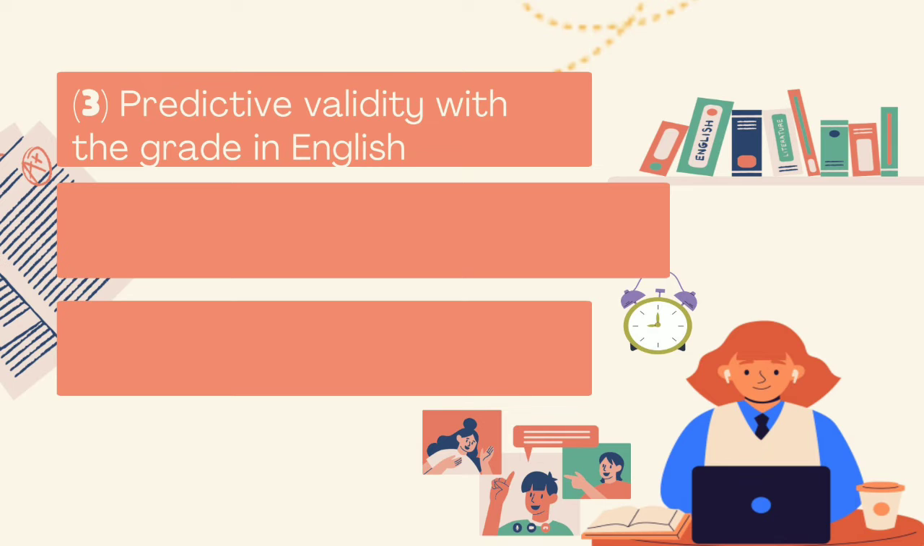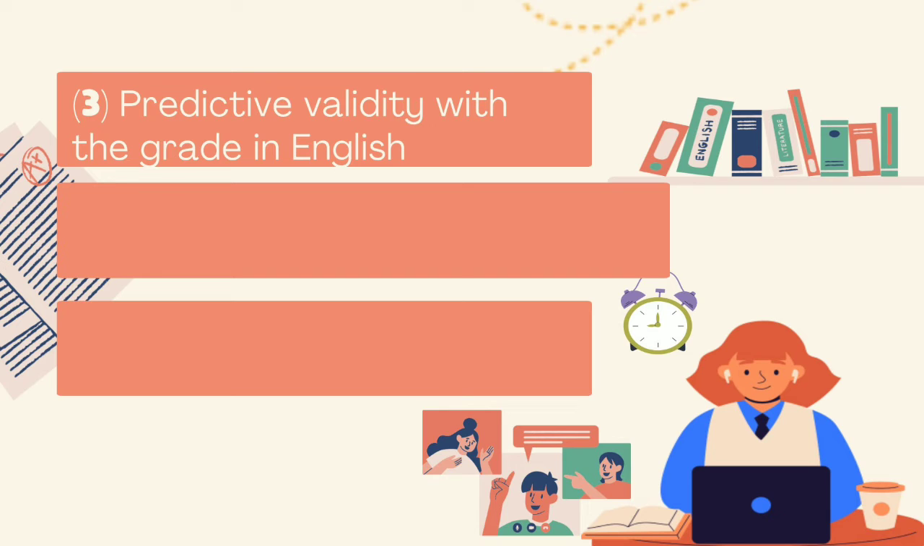So, if students who scored high on the placement test generally receive high grades in their English courses or subjects, and students who scored low on the placement test generally receive low grades, the test demonstrates high predictive validity. This means the test is a good predictor of future performance in English.